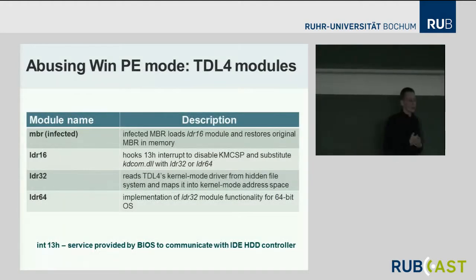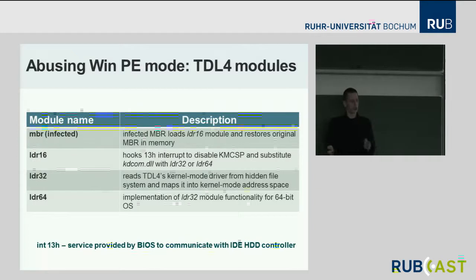So how does TDL4 abuse the Windows pre-installation environment mode? In order to be able to exploit it, it is implemented in four modules. The first module is the infected MBR. The infected MBR is a module which receives control after the BIOS initialization. The infected MBR locates the LDR16 module in the end of the hard drive, in the rootkit's file system, loads it and transfers control to it.